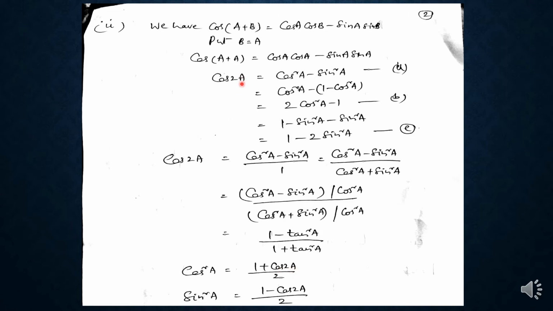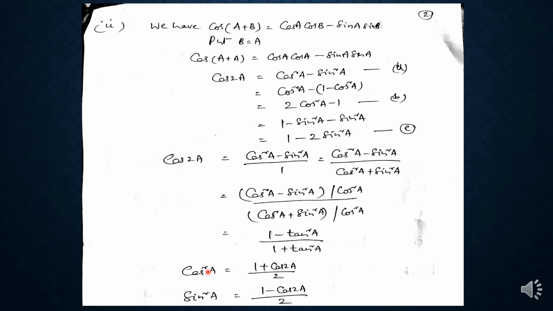Similarly, we have cos 2A is equal to 1 minus 2 sin square A. When minus 2 sin square A comes to the left hand side, that becomes plus 2 sin square A. So 2 sin square A is equal to 1 minus cos 2A, and sin square A is equal to 1 minus cos 2A by 2. These two formulas are very important.